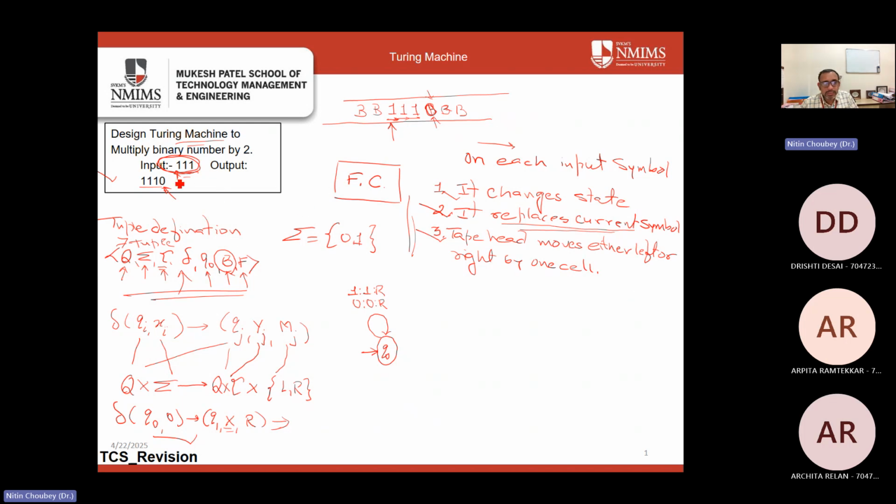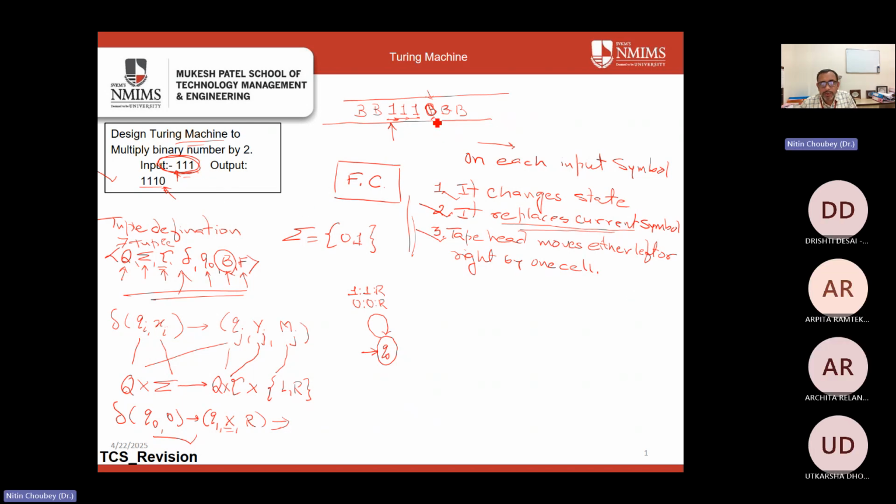Now, how do we know whether the input is over? Naturally, it is indicated by the blank, right? So as soon as we receive a blank symbol on the right-hand side, that blank is replaced with 0 and we move right. Since we have already scanned our input, whenever we get the first blank, we simply replace that blank with 0, move right, and this is our final state. Is this clear?